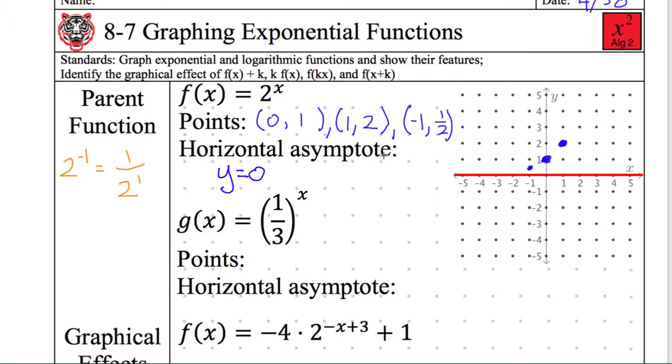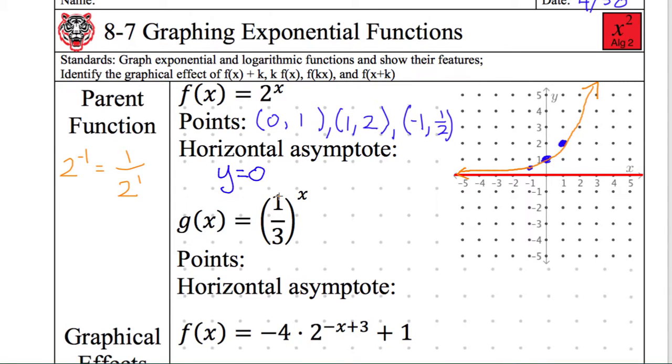So let's do our best to sketch this. Our sketch is going to have to go through these 3 points. And it's going to get closer and closer and closer to the x-axis. Let me try a better line. Closer and closer to that x-axis along that horizontal asymptote y equals 0. So that's our first parent function, an example of a parent function.